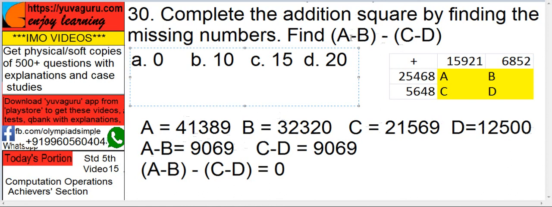Now we require a minus b minus c minus d. So 9069 minus 9069 is 0. The answer is A. So this is the answer.